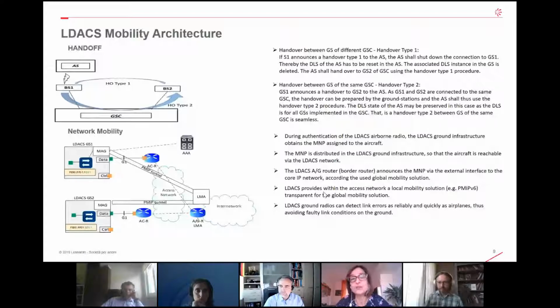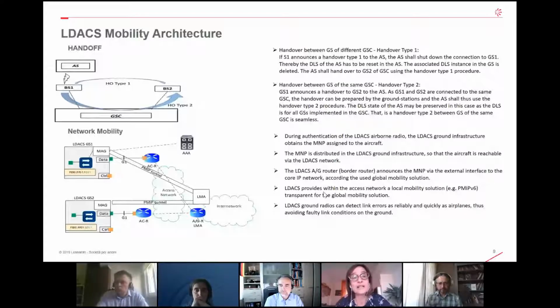With the second type of handover, the procedure is done without stopping the transmission. So the airborne station is registered in ground station 1, and linked to the physical parameters and the quality of the communication. Ground station 1 announces to the aircraft station to move to the new ground station. The two ground stations are connected to the same ground station controller, and this permits the aircraft station to move from one ground station to another without stopping transmission and without loss of data.